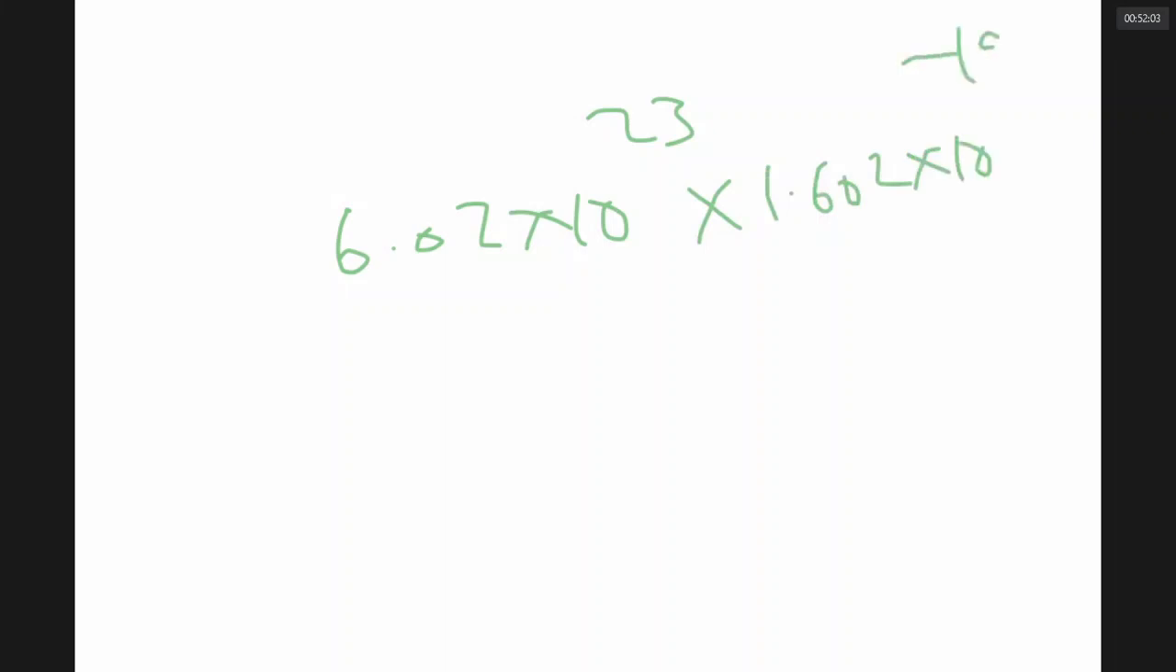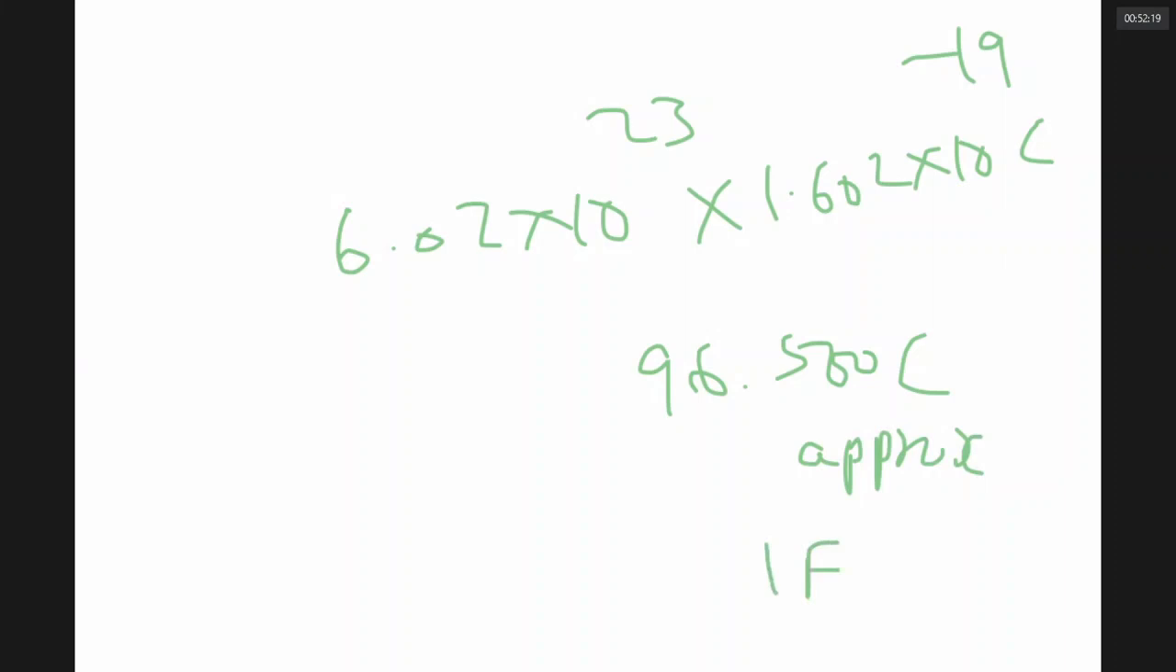Suppose I am passing an Avogadro number of electrons. Then what is the charge I am maintaining? This is equal to 96,500 coulombs approximately. Exactly, it is 96,484, something like that. This is called 1 Faraday, sir.